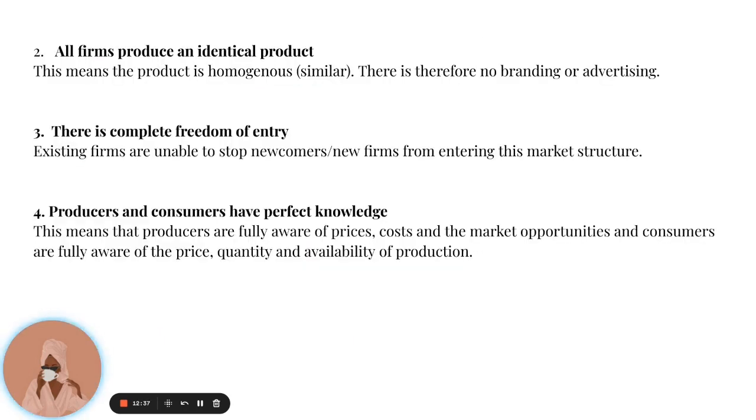Now, the other assumption is that all firms produce an identical product. Yes, we should know this by now because I have been saying this. What identical product means is that everybody who is selling within this market structure has a homogeneous product, meaning that the products are similar. There is no branding or advertising to differentiate or to promote people to come and buy.